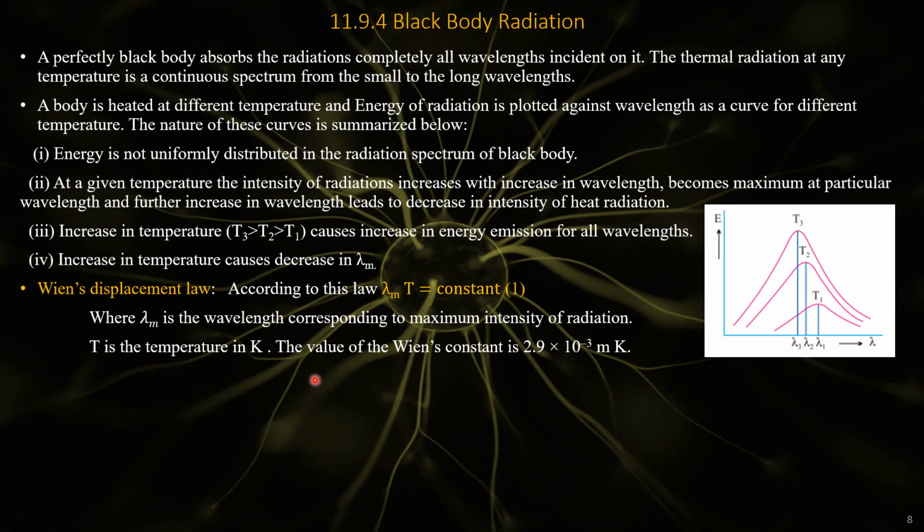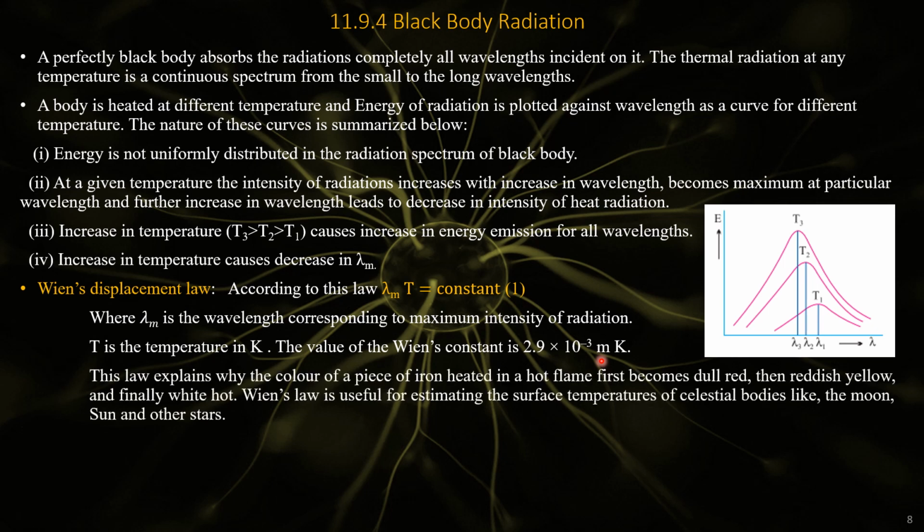In this equation, capital T is the temperature in Kelvin. The value of Wien's constant is 2.9 into 10 to the power of minus 3 meters Kelvin. So lambda m is in meters and T is in Kelvin. Hence its unit is meters Kelvin.